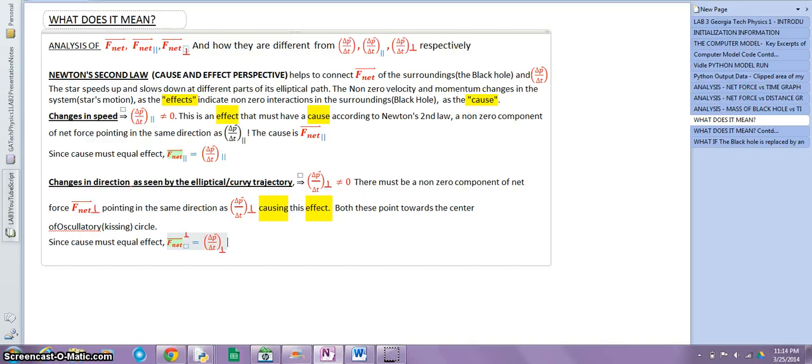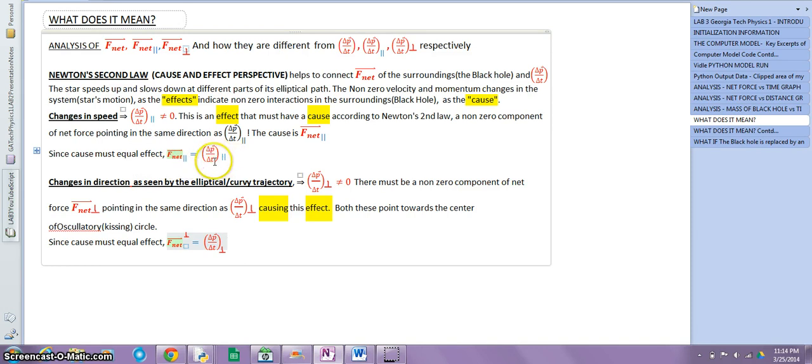This is an effect that must have a cause according to Newton's second law, a non-zero component of net force pointing in the same direction as the parallel component of the rate of change of momentum, delta p over delta t. The cause is the parallel component of the net force. Since the cause must equal the effect, the parallel component of the net force equals the parallel component of delta p over delta t.